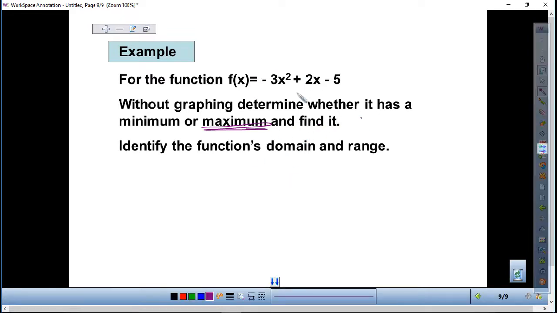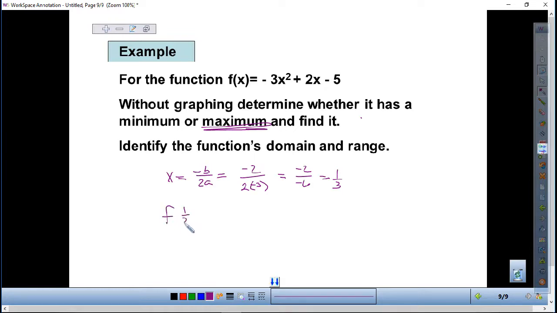All right, so we're going to want to know what the vertex is. So for the vertex, we start off with x equals negative b over 2a. We do negative 2 over 2 times negative 3. So we get negative 2 over negative 6, which is 1/3. That's where the maximum is going to occur. And we need to find out what the value is.